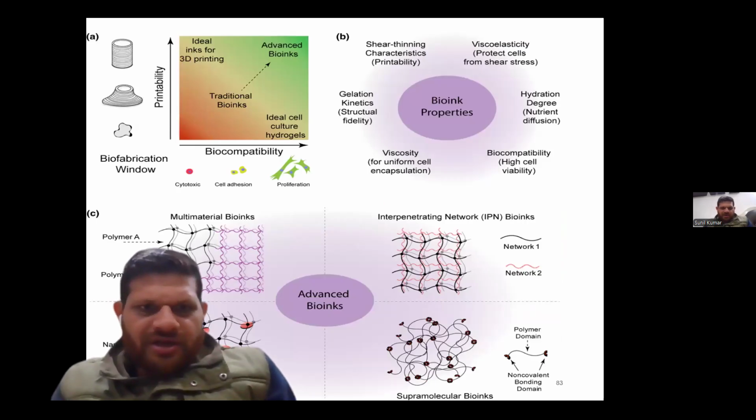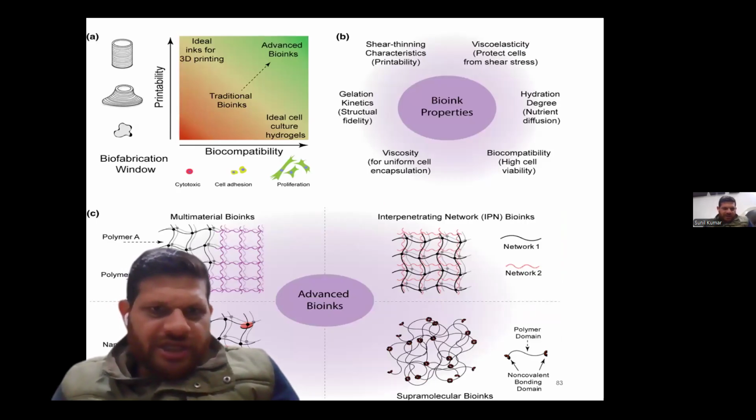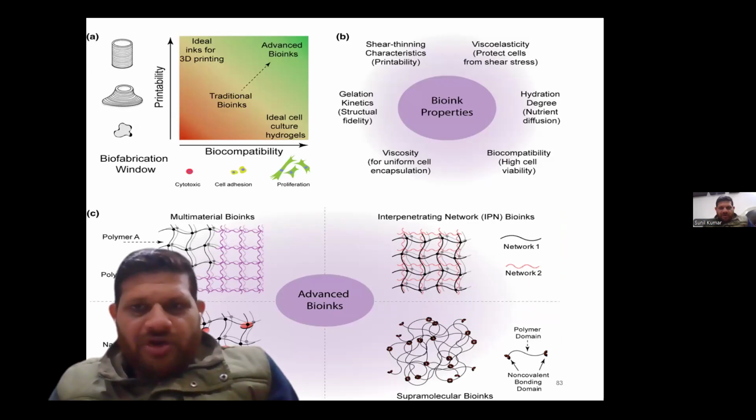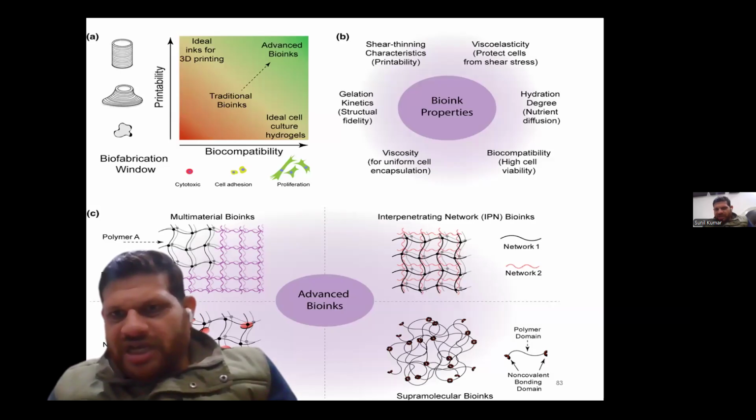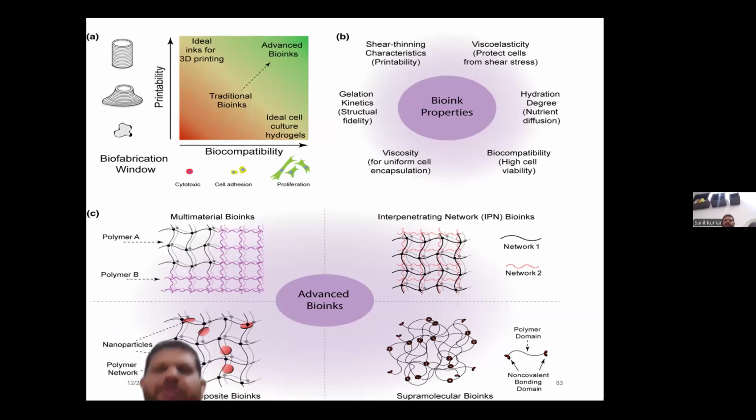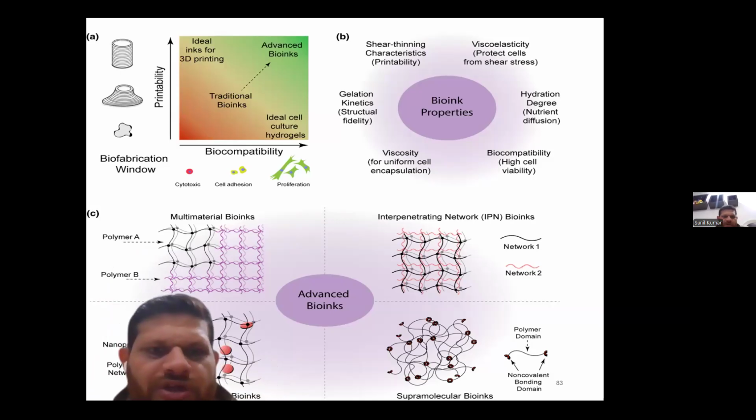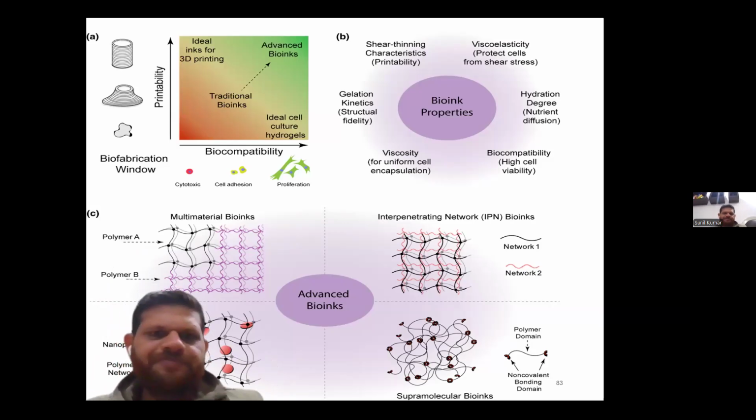For bioinks, we have to focus on cytotoxicity, cell adhesion, and proliferation. Then bioink properties should be focused on, like viscoelasticity, shear-thinning characteristics, and printability. Then gelation kinetics, structural stability, degree of hydration, biocompatibility, and viscosity for uniform cell distribution. So these properties are to be focused on according to the body part which we are going to replace.